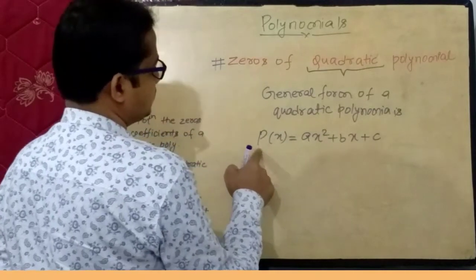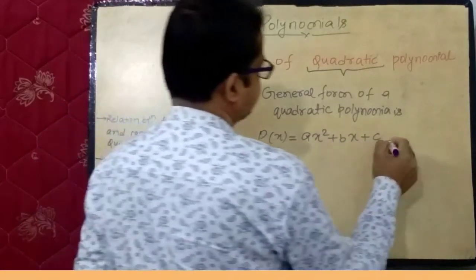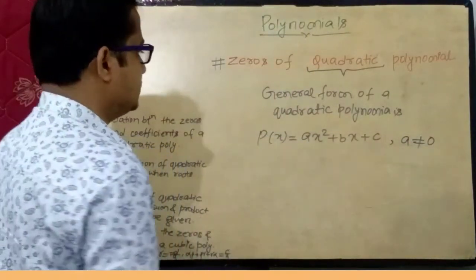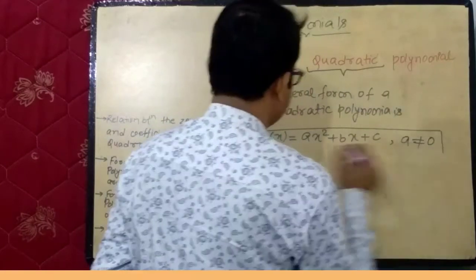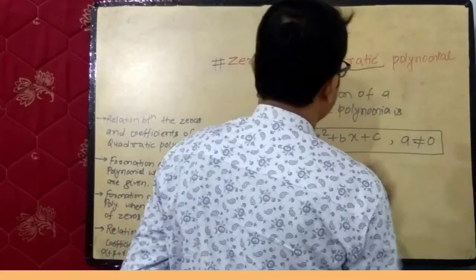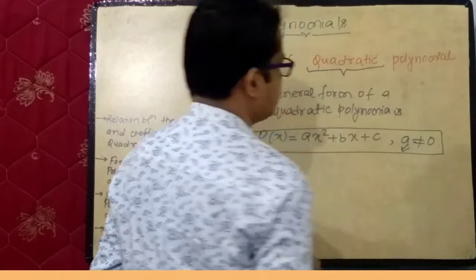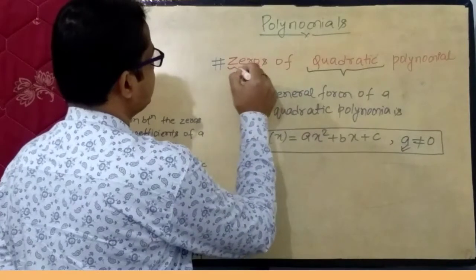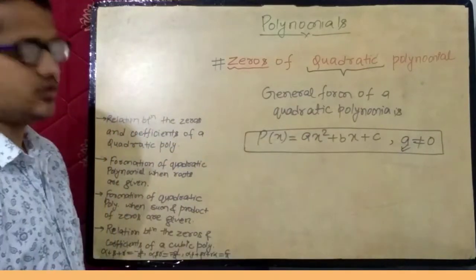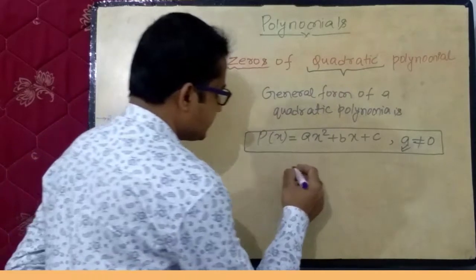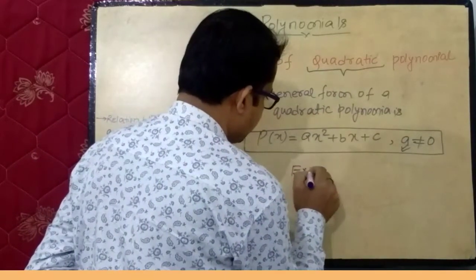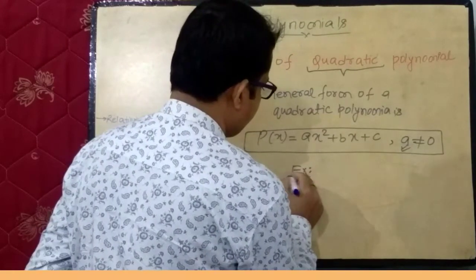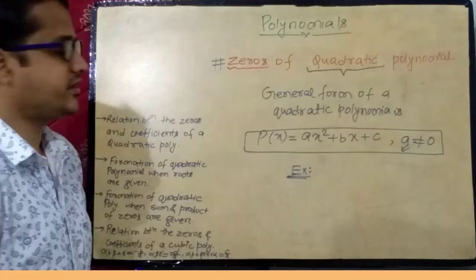That is p of x equals ax square add up bx add up c, and the condition is a is not equal to 0. This is the general form of a quadratic polynomial with condition a is not equal to 0. Now you have to find out the zeros of this quadratic polynomial. Then for simplicity I am explaining an example which is related to factors of a quadratic polynomial.